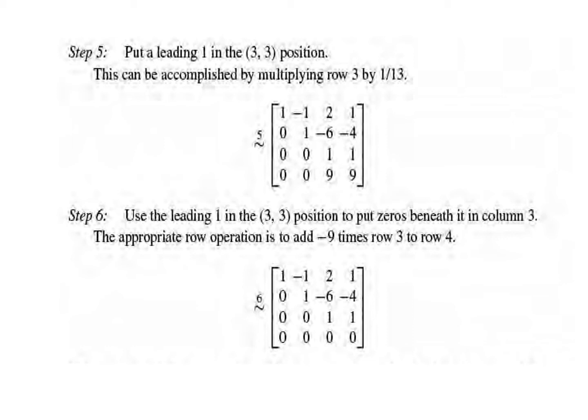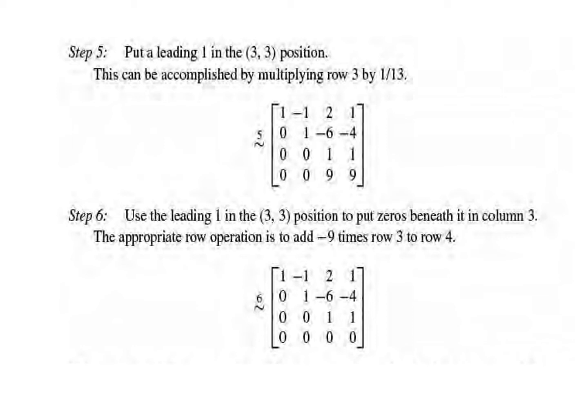The appropriate row operation is to add minus 9 times row 3 to row number 4. Now you see that the matrix is in echelon form, since it satisfies all the conditions of echelon form. All columns have leading ones. Second condition: below all leading ones, all elements are 0 here, right?